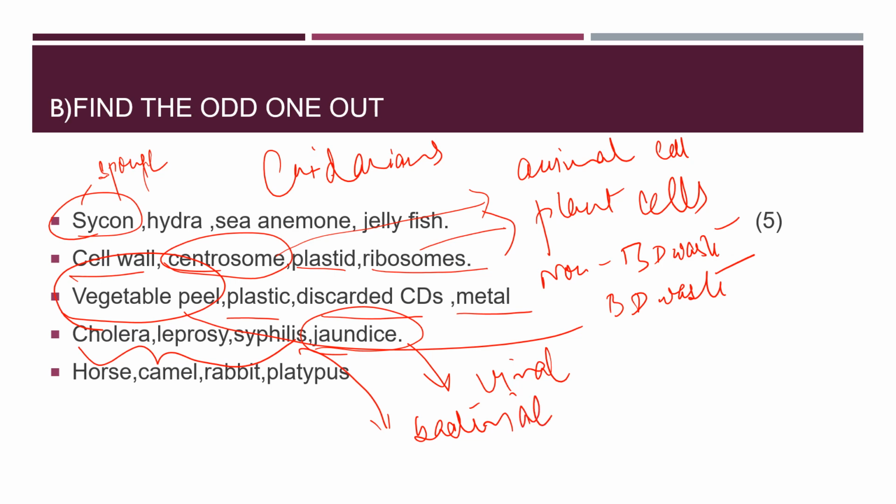Now the last one: horse, camel, rabbit and platypus. Which one is the odd one out? Platypus is the odd one out, because platypus is an egg laying animal. It is an egg laying mammal, which is an exception to the class of mammals. Horse, camel and rabbit are mammals that give birth to young ones. Though they are all mammals, platypus is an exception. It is a mammal, but it lays eggs.